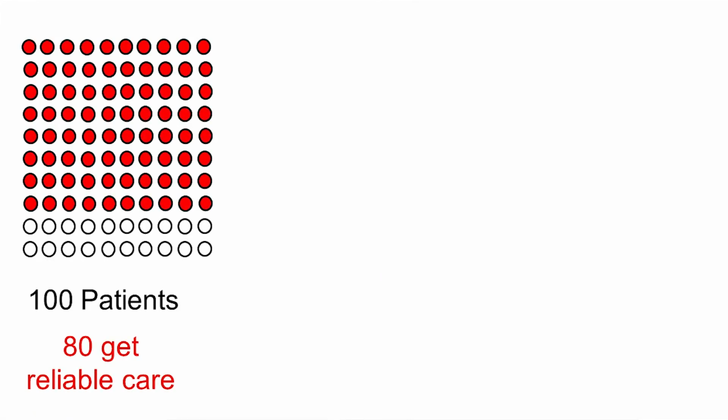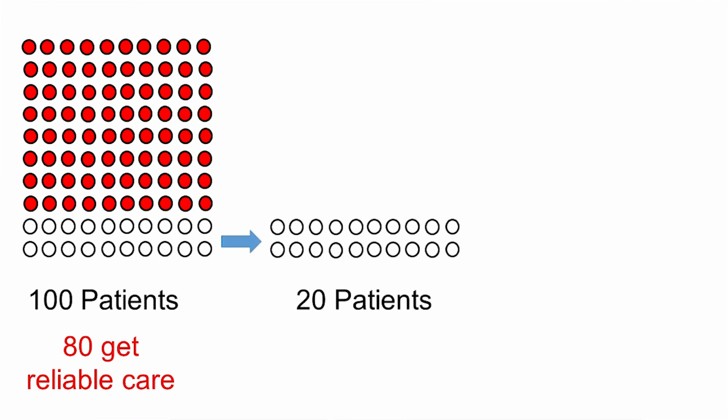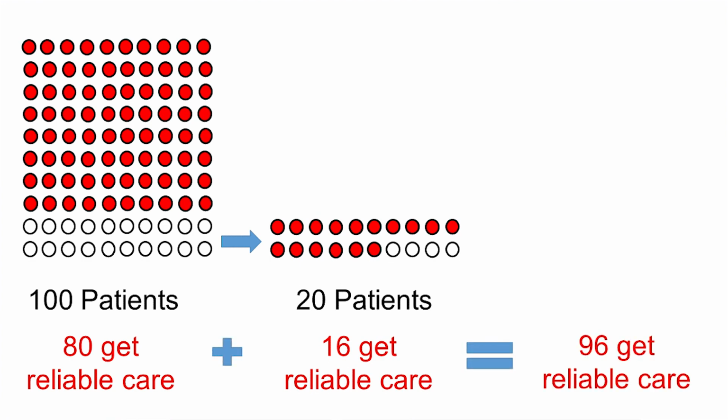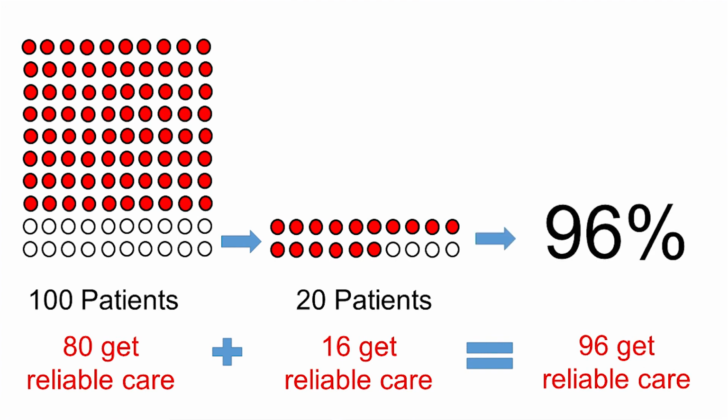So think of the math. If you have 100 patients and 80% of them get the reliable care, that means you have 20 who don't get it yet. You then develop a backup plan, which is also 80% reliable. Now, of that 20, 16 patients get the care. When you add 80 and 16, you have 96. You now have 96% of your patients getting reliable care.